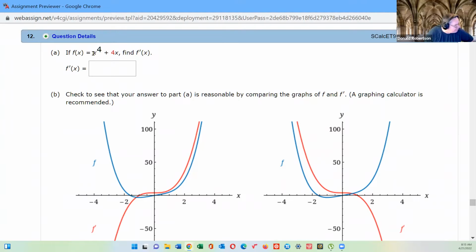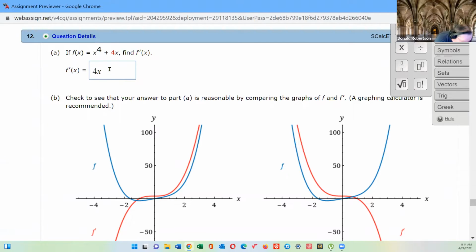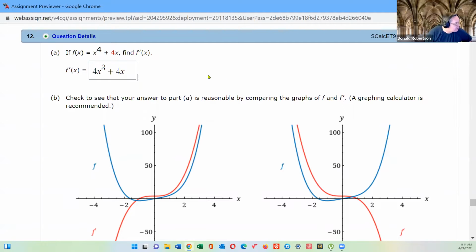Now, here is a function, and we've defined its derivative. And according to the power rule, you multiply by the power, 4, and then you reduce the power by 1, so it's 4x cubed. And then you go plus 4x. So far, so good.